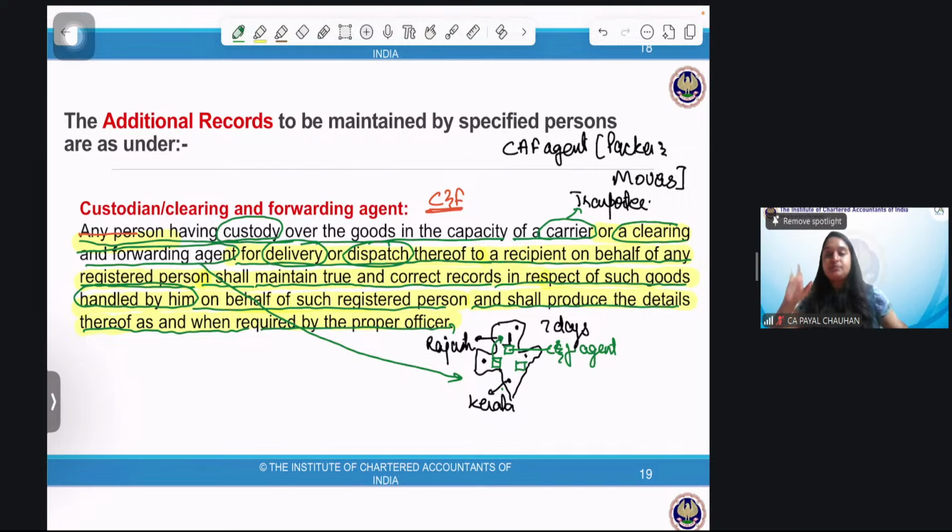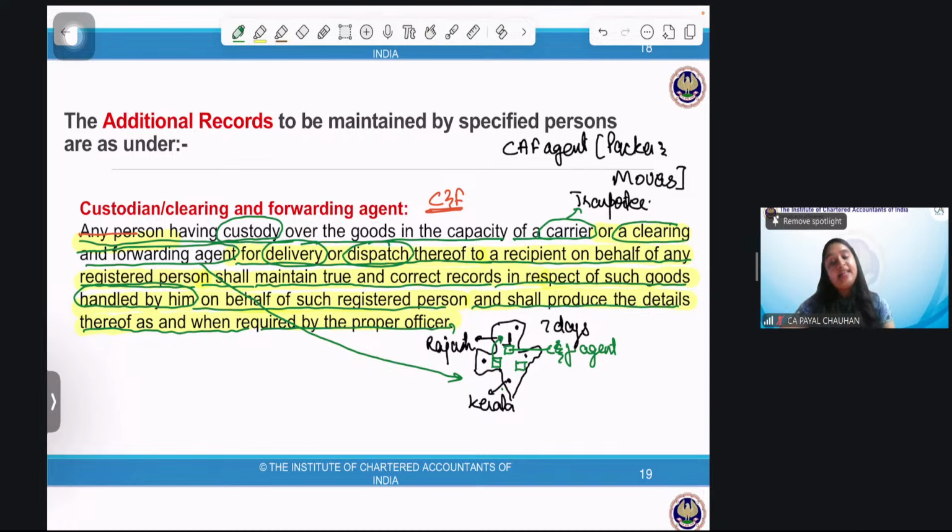Now tell me one thing. Does a transporter have a right to sell the goods on behalf of the consignor or consignee? Tell me. No. Very good. They only handle the goods.